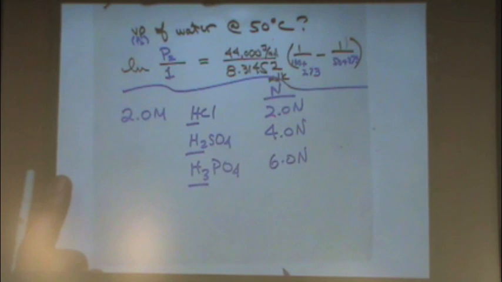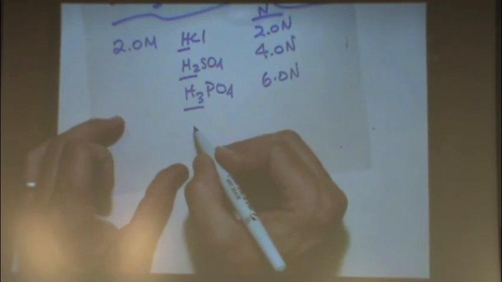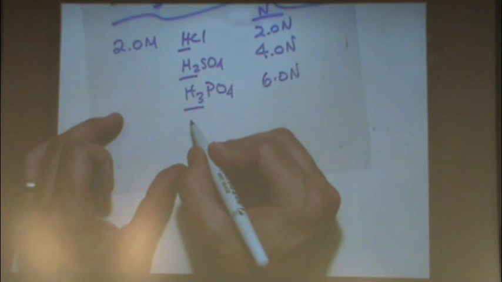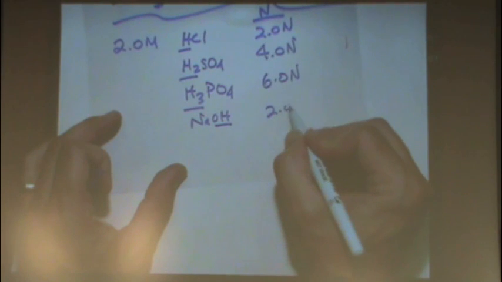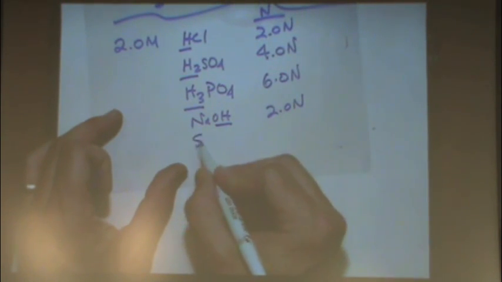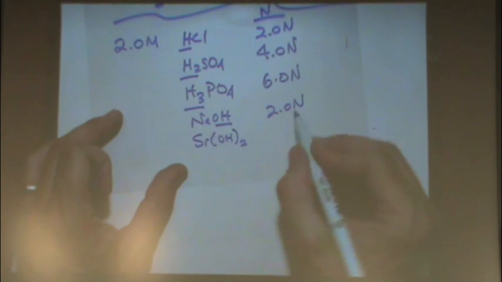That's it. Yes? Are you only going to ask for a normality of acids and bases? You could be asked for a base. Yeah, acids or bases, that's right, but it would apply in other areas of life as well, in the sciences. But like, let's say sodium hydroxide, 1 hydroxide, that'd be 2. For strontium hydroxide, there's 2 of them, 2 times 2 is 4.